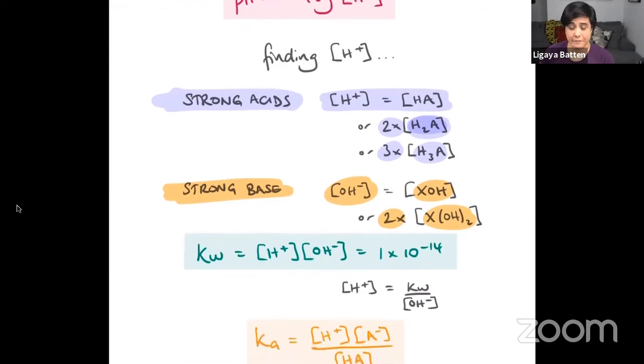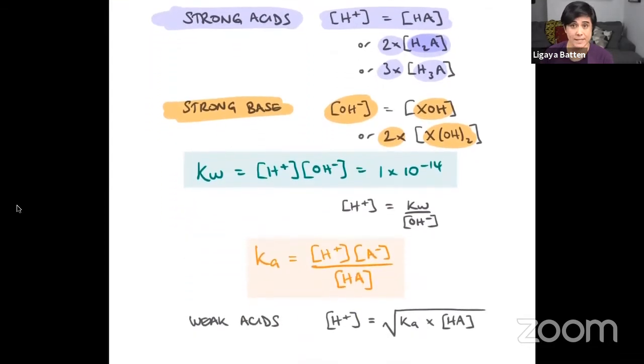But in order to convert that into H plus ions to put into the pH equation, you need to use this ionic product of water equation. So Kw is a fixed number at room temperature, but it will change if you've got different temperatures. And Kw equals the concentration of hydrogen ions times the concentration of hydroxide ions.